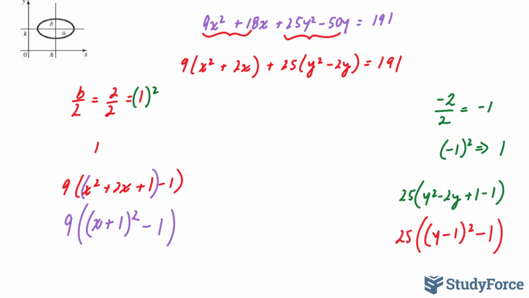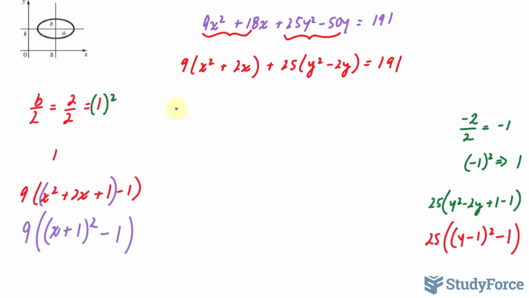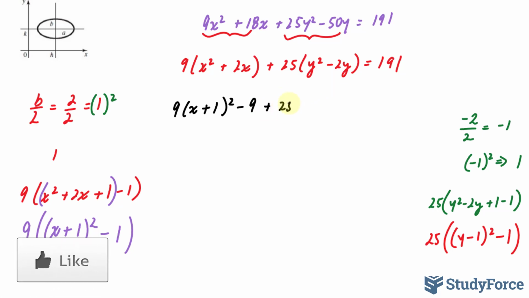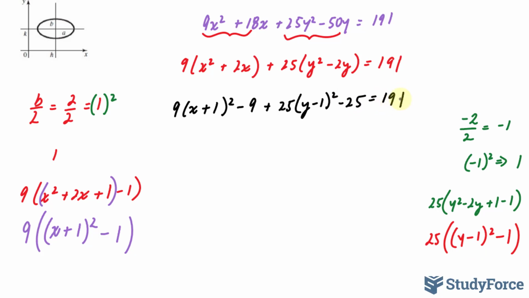Let's rewrite this expression with these. We have 9 bracket x plus 1 squared, and I'm going to multiply this 9 into this negative 1, so we have negative 9, plus 25 bracket y minus 1 to the power of 2, and I'm also going to multiply this 25 into this negative 1, giving us negative 25 is equal to 191.